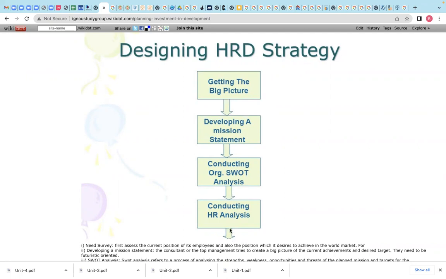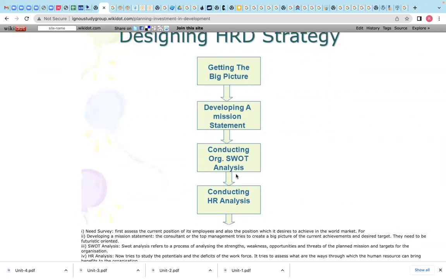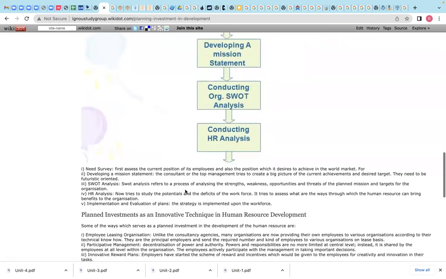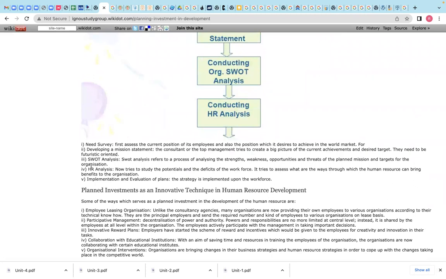Next is doing a SWOT analysis. SWOT analysis is nothing but what your strengths are, what the weaknesses are, where the opportunities are that you have, and what the threats are that you have. You are analyzing yourself, where you are. Next is HR analysis. Now, at the organization level, you did the SWOT analysis. Now you are bringing that to your HR practice and studying what the potentials are, what the deficits are, and what the ways are to improve, and what you need to do.